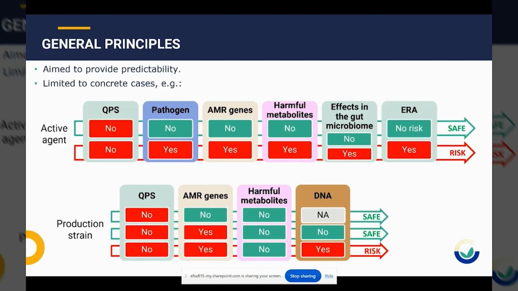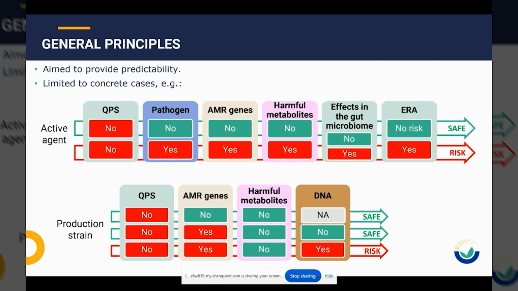Finally, there is a section of outcomes, which are aimed to provide predictability as much as possible on the outcome of the risk assessment. And given the many possibilities covered by the guidance and the many possibilities in which microbes can be used in food and feed, not all the cases can be covered. It's only limited to those concrete cases for which it is possible to provide predictability on the outcome of the assessment.